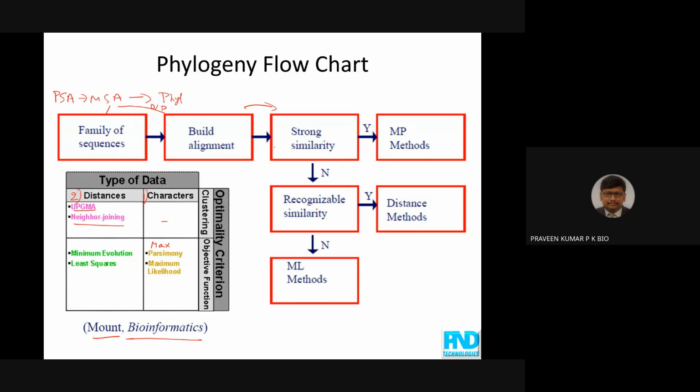If you have strong similarity, for example, if you compare human, chimpanzee, gorilla, and orangutan hemoglobin, which are more closely related, then we have to follow either maximum parsimony or maximum likelihood. Either maximum parsimony or maximum likelihood has to be followed if you find more similarity in characters.